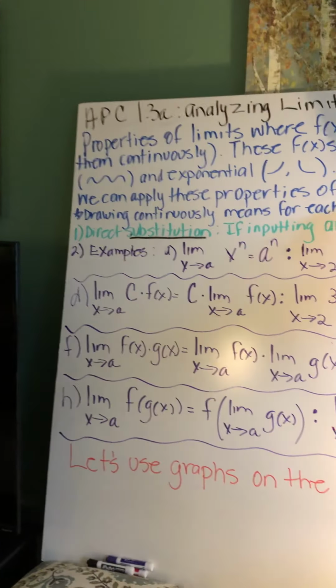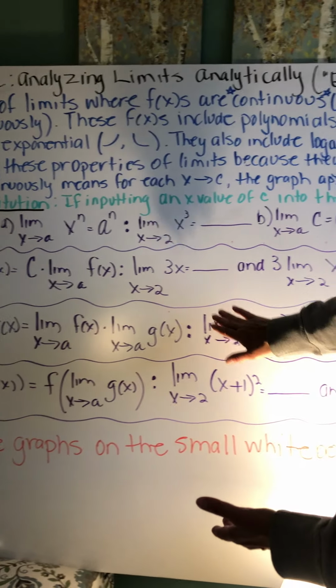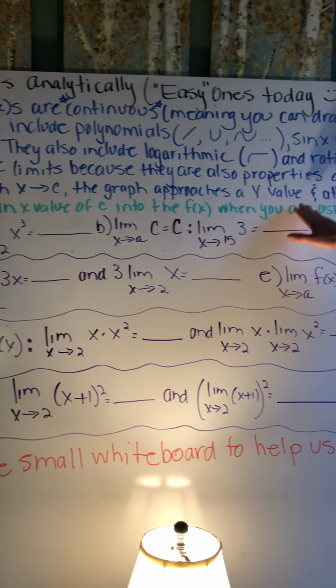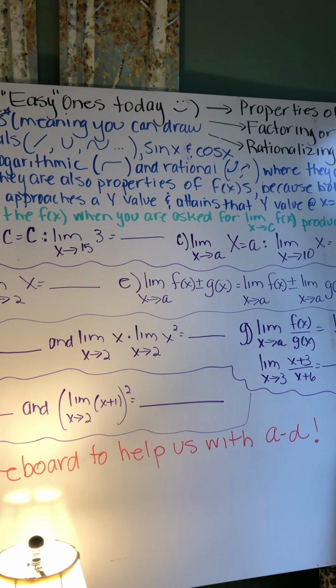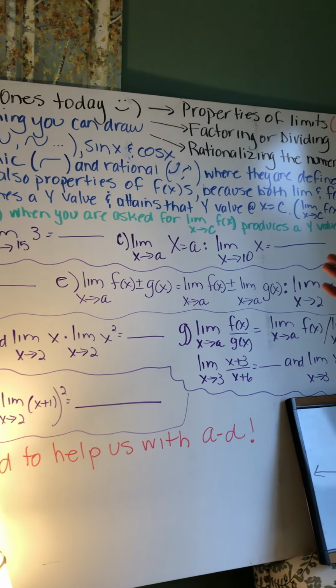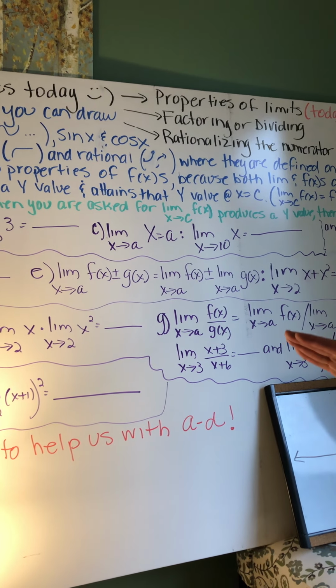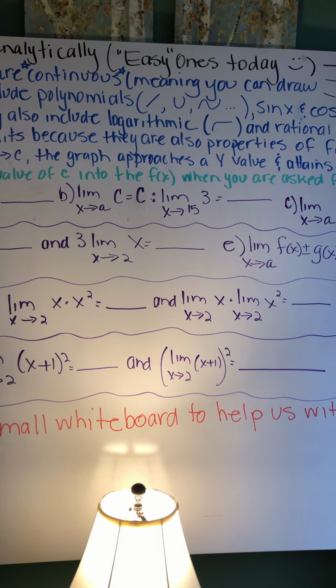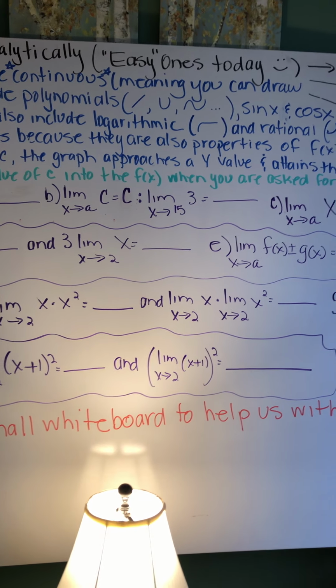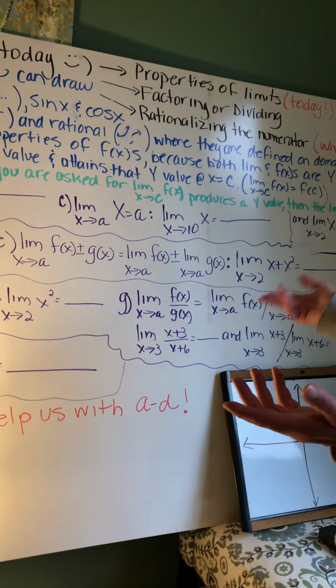So we can apply these properties of limits below in purple here because they are also properties of functions. Both a limit and a function, if it's approaching x or you're evaluating the function at x, produces a y value. So these properties are actually properties of functions. We can apply them to limits because they are the same.